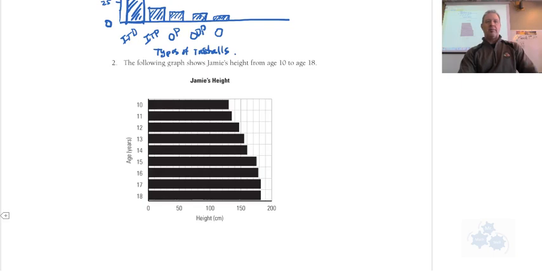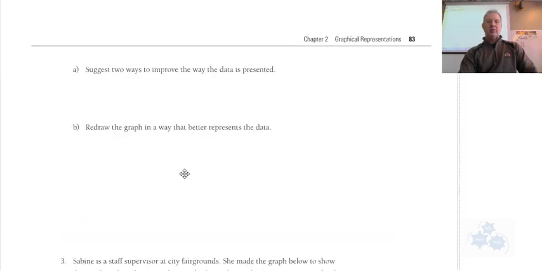Okay, so go ahead and take a moment to just jot those two things down there. And then actually go ahead and do B and redraw the graph the way that you think would be better. Okay, so we said a broken line graph, and we said probably the bars should go up and down. So go ahead and take a moment to do that.